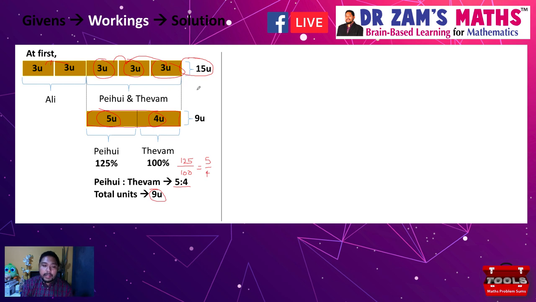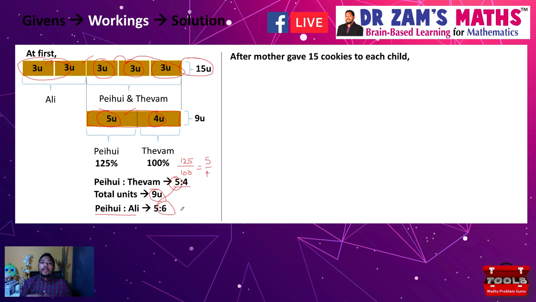So this is at first. At first, you need to find out what's Peihui to Ali's ratio, because later on, the information given is Peihui to Ali after mother has given 15 cookies each. To get this value, very simple, you just pluck out. Peihui already 5, and Ali, this 6 comes from these 6 units. So Peihui is 5 units, Ali is 6 units, so the ratio is 5:6. This is the process of before and after.